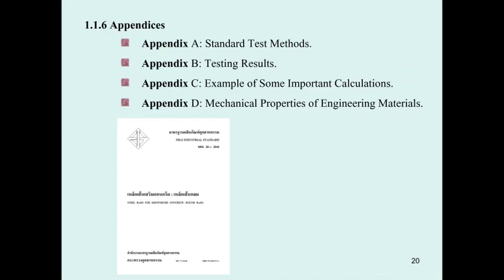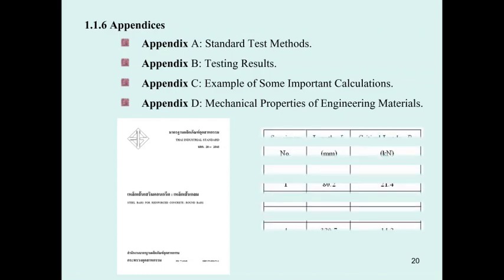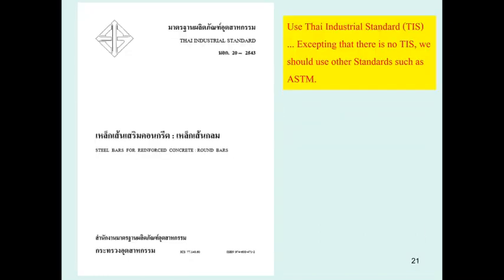of your laboratory. In Appendix B, you got to put all the testing results. Appendix C, you're talking about examples of some important configurations. And in Appendix D, you got to put some reference mechanical properties. Okay, and there are some specific important Thai industrial standards that you got to follow.